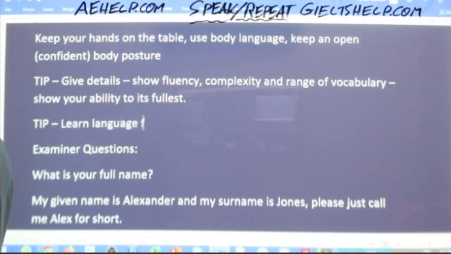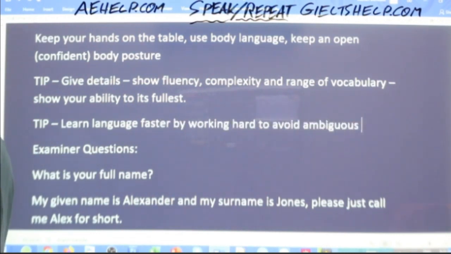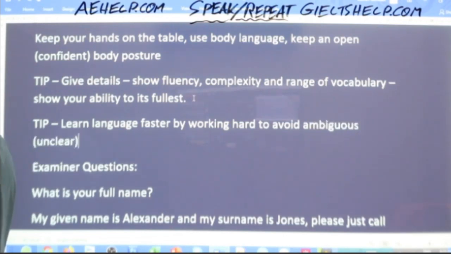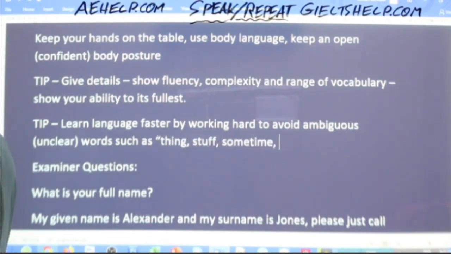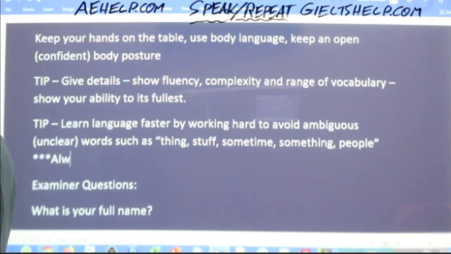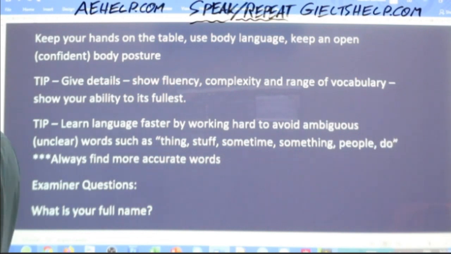Learn languages faster by working hard to avoid ambiguous. Ambiguous means they're unclear, okay? We don't really know what you're talking about. So learn language faster by working hard to avoid ambiguous, unclear words, such as thing, stuff, sometime, something, okay? People, even, okay? Always find, and this is the key here, is always find more accurate words. Another one, if we're looking at verbs, is do. Okay, we use do to substitute more accurate verbs. So always find more accurate words, okay?